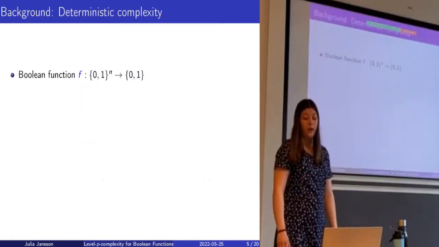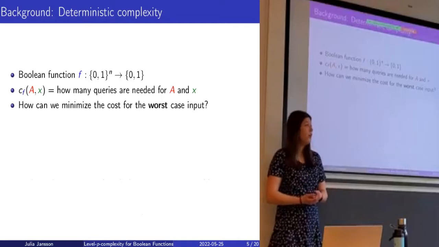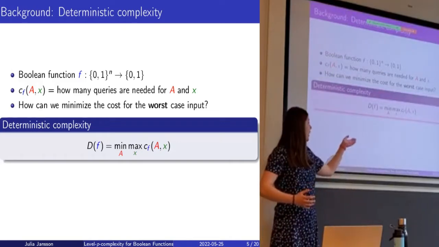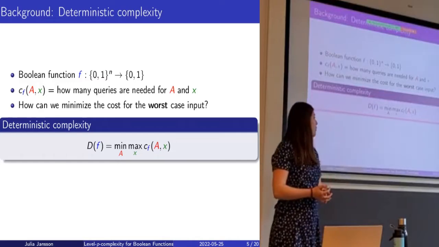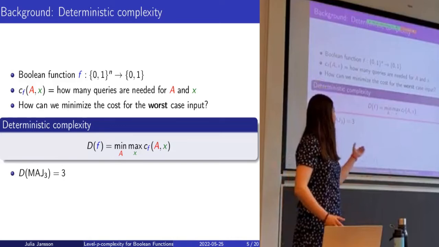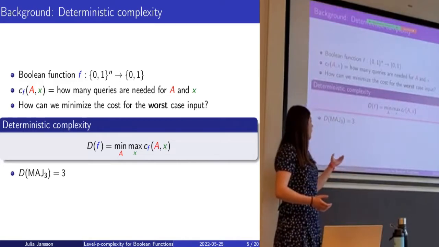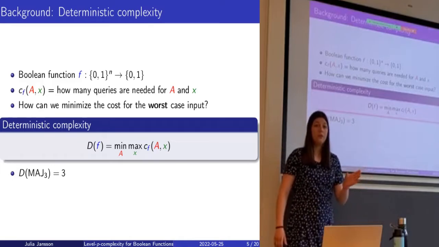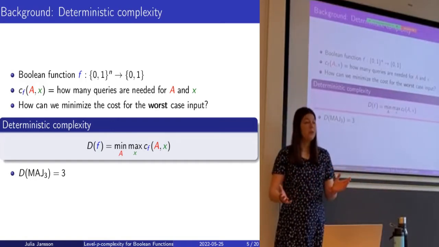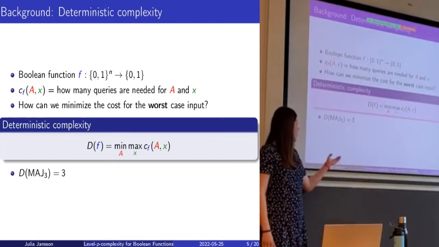Again, a new concept: if we have a Boolean function and the cost, how can we minimize the cost for the worst case inputs? This introduces the concept of deterministic complexity, which we can see here. It's defined as the minimum over algorithms of the maximum over the inputs of the cost. For the example we just had with 3-bit majority, the deterministic complexity is 3. This means that for the algorithm we had, we saw that the highest cost was 3. And since the majority function is symmetric, which means that no matter the order of the inputs, the output will be the same, actually all of the algorithms for querying the majority function are the same. So in this case, the deterministic complexity will be 3.